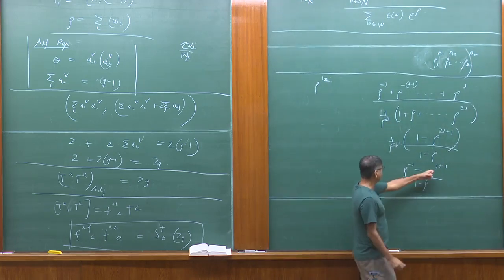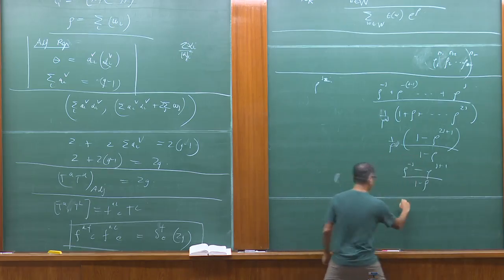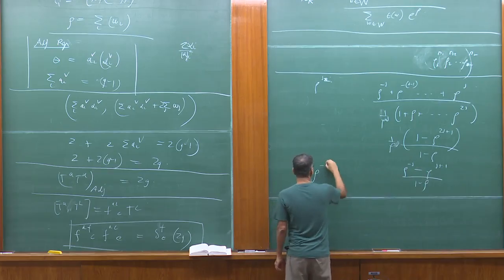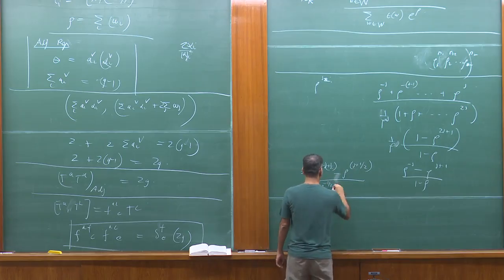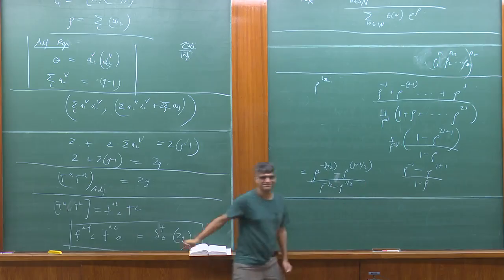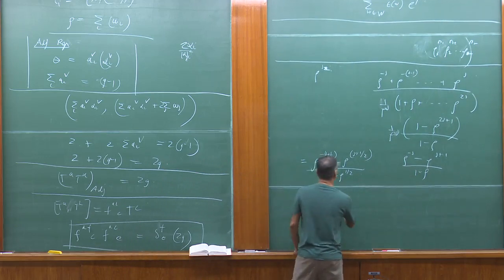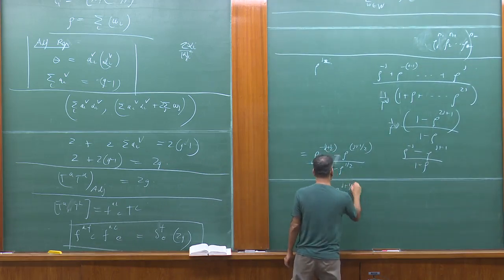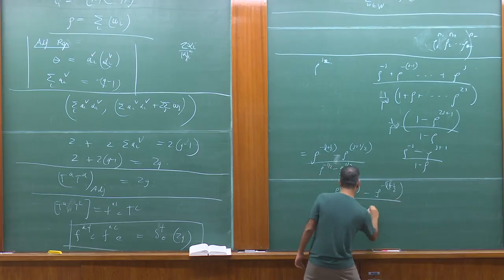And now we'll take this one and write this as rho to the power minus j minus half plus half minus rho to the power j plus half, over rho to the power minus half minus rho to the power half. And it's most usual to write it flipping both numerator and denominator. So we get rho to the power j plus half minus rho to the power minus j plus half, divided by rho to the power half minus rho to the power minus half.